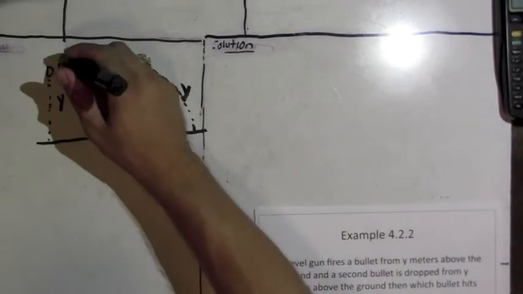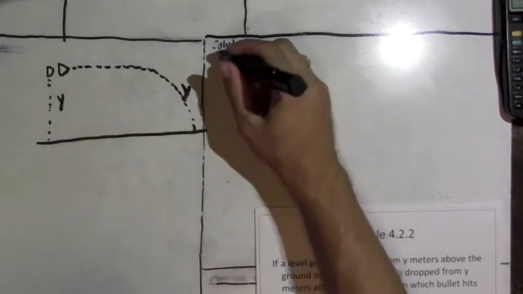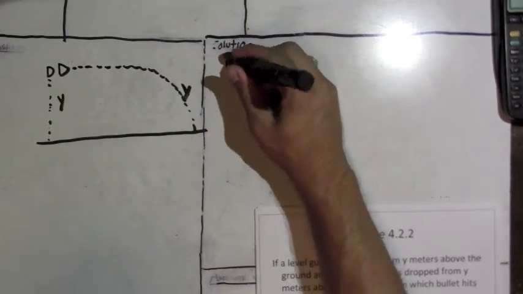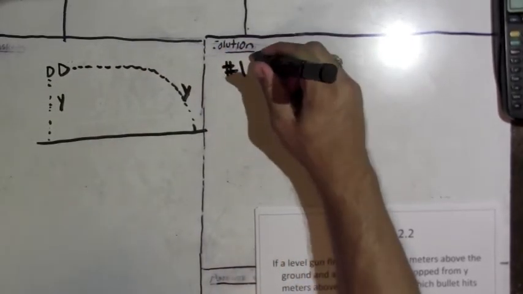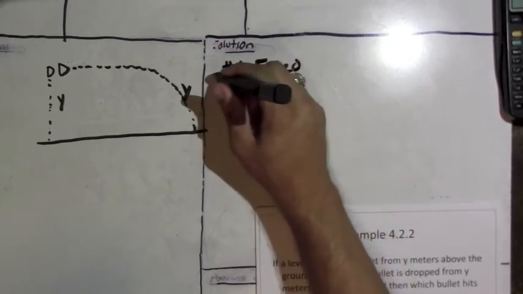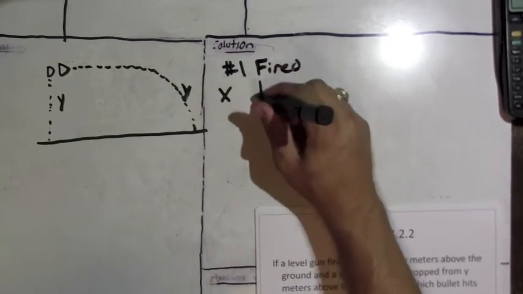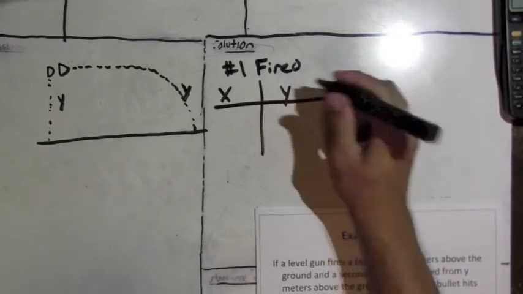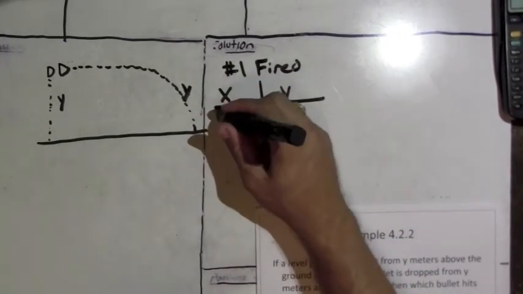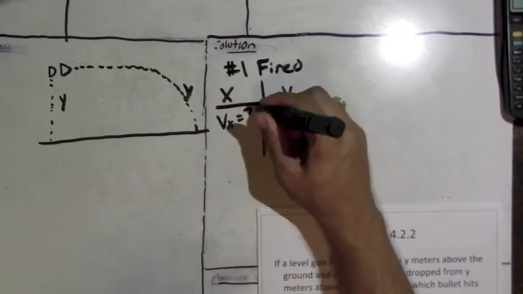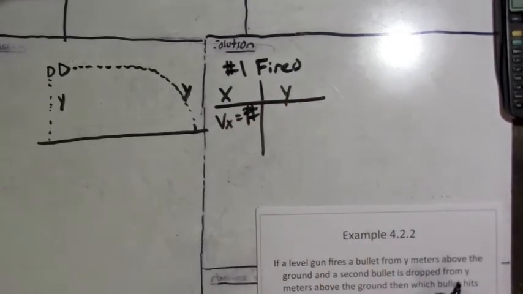So separating out the x and the y, for the first bullet, the one that is fired, remember we're going to have two sets of given. We're going to have an x given, we're going to have a y given. Now our x given is going to have some sort of velocity. I have no idea what it is, but there's going to be a number there.